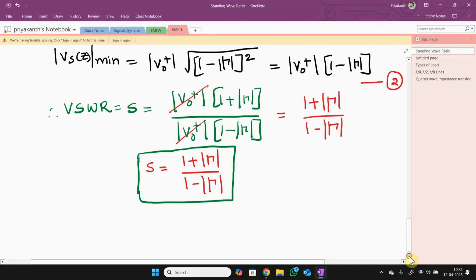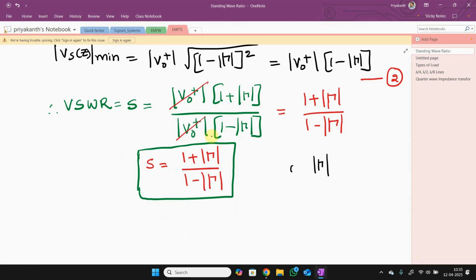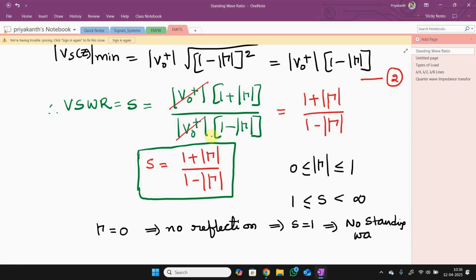So a small discussion here. The range for mod gamma will be 0 to 1. What will be the range for S now? One to infinity. Exactly, it is 1 to infinity. Nice. Okay. So the thing I just want to recollect is when gamma is equal to 0, that means no reflection. Now when gamma is equal to 0, S takes a value of 1, which indicates no standing waves.